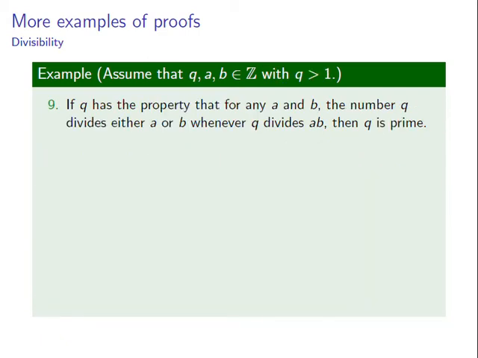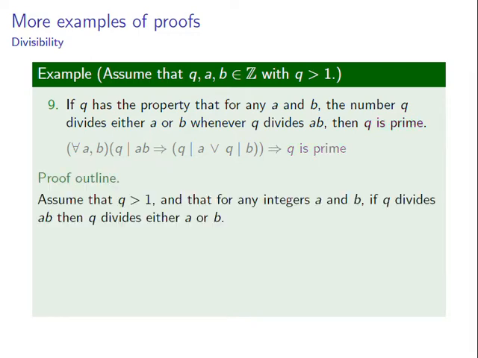Consider the claim: if Q has the property that for any A and B, the number Q divides either A or B whenever Q divides AB, then Q is prime. Here, Q is assumed to be greater than 1. This is a conditional sentence with antecedent "for any A and B, the number Q divides either A or B whenever Q divides AB," and consequent "Q is prime."